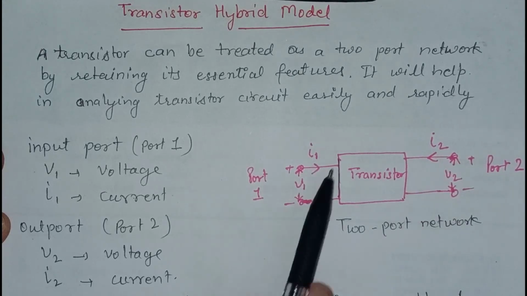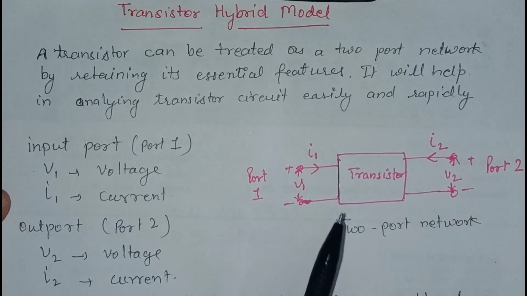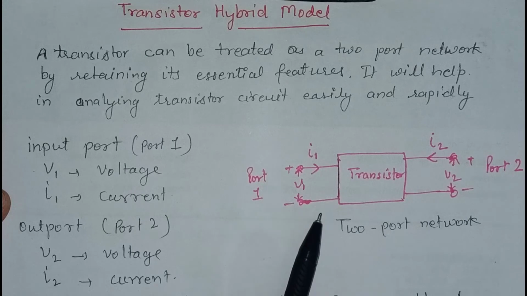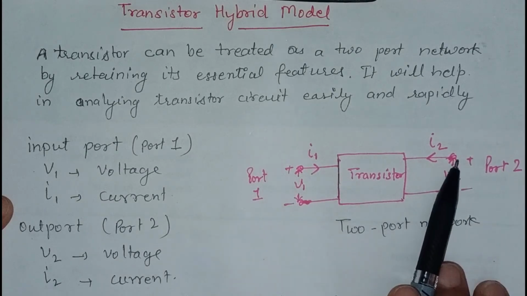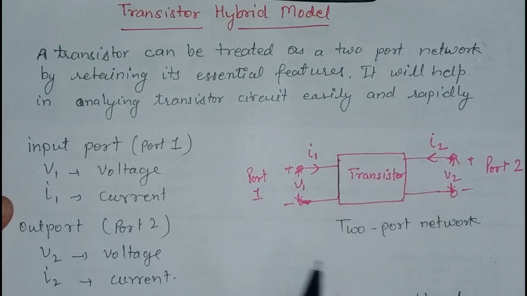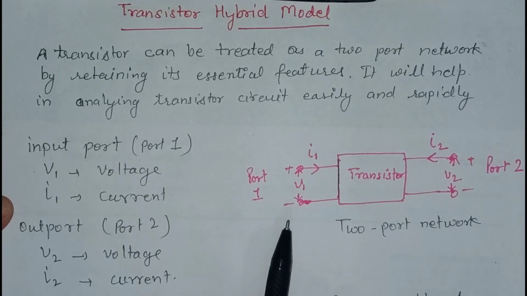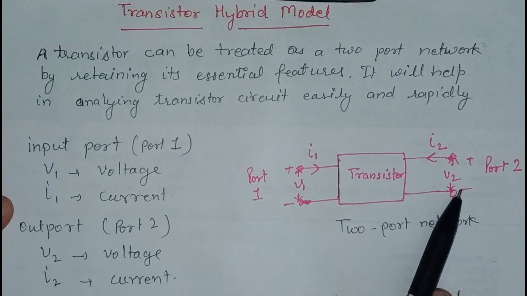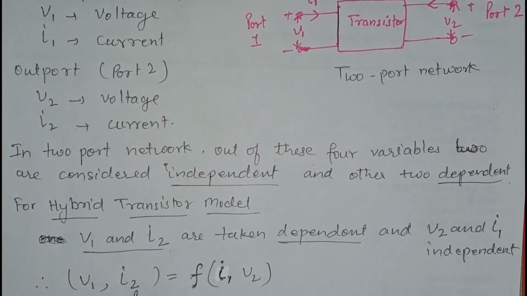We can see here four variables: I1, V1, I2, V2. Out of these four variables, we will take two as independent variables and two as dependent variables. In hybrid parameters, we take one parameter from the input port and the other parameter from the output port. That's why they are called hybrid parameters. So in hybrid parameters, we will take V1 and I2 as the dependent parameters and I1 and V2 as the independent parameters. So we can say V1 and I2 are functions of I1 and V2.